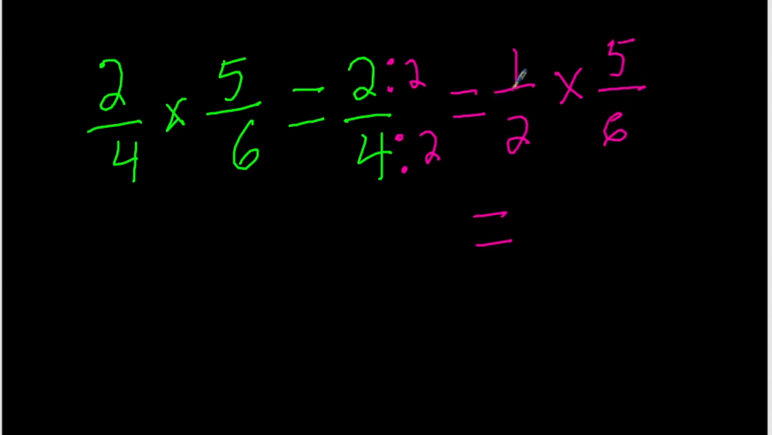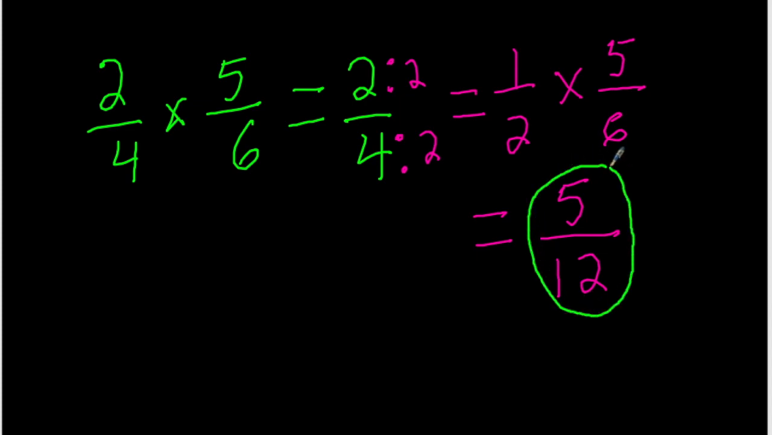When you multiply two fractions, you multiply the numerators together and the denominators together after you simplify. So 1 times 5 is 5. 2 times 6 is 12. Now, because we've already reduced the fraction, the answer will automatically be in the simplest form.